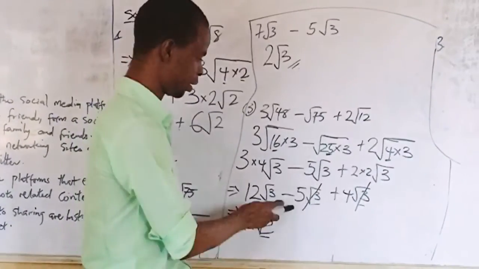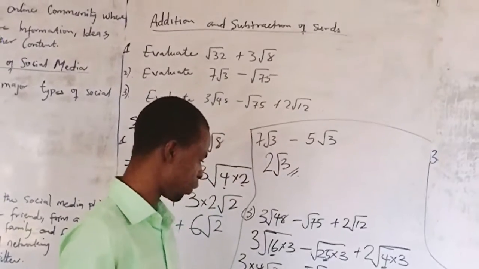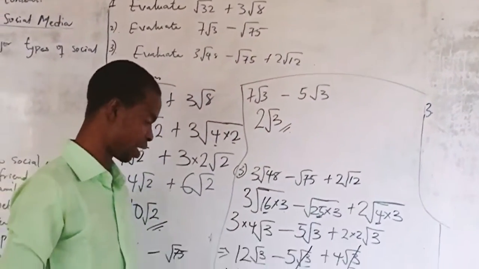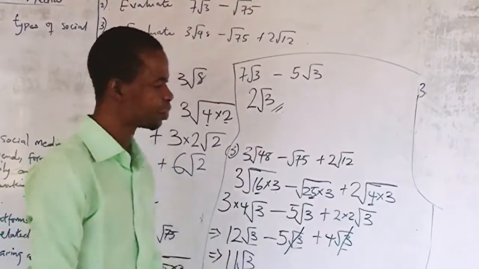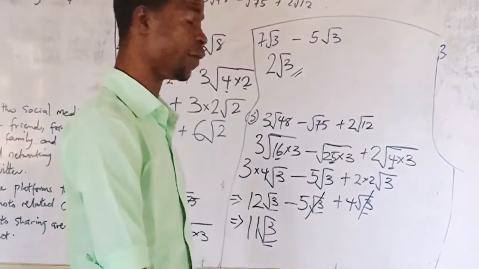I hope you understand this. I'm having minus root 3 and plus root 3 here. If I take away this from this, I'll be having none. So I'll be left with root 3 here. So that's why I did 1 root 3. And this is how to solve addition and subtraction of surd.